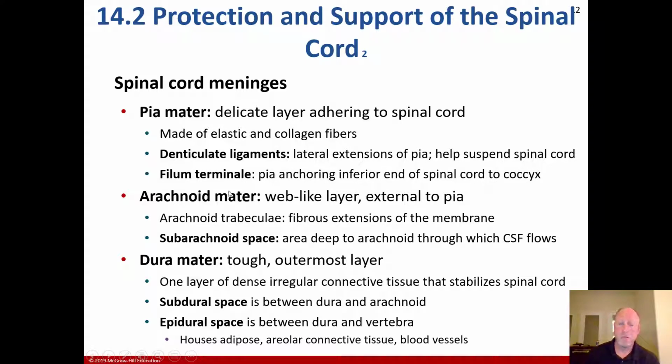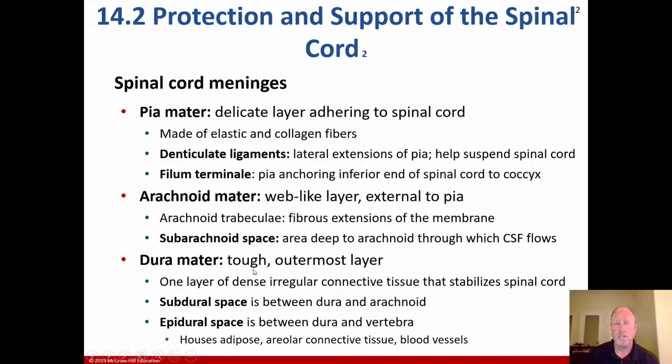The arachnoid mater is a web-like layer. It's external to the pia. The arachnoid trabeculae are fibrous extensions of the membrane. The subarachnoid space, which we talked about before with the brain, is the area deep to the arachnoid through which the cerebrospinal fluid flows, just like it did with the brain.